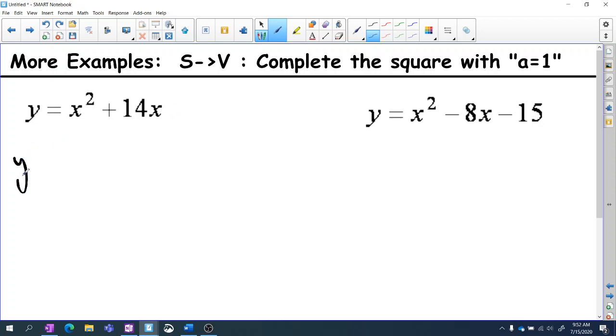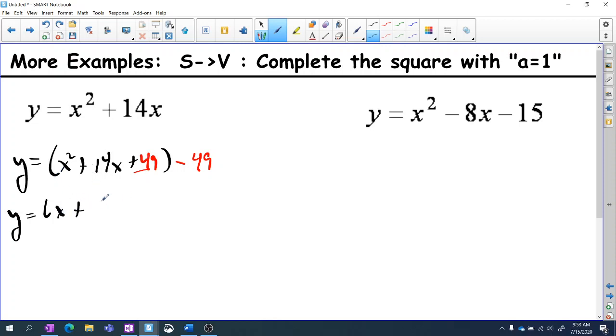It's just as easy. You just go y equals, start your bracket, x squared plus 14x, put a plus. There's just nothing here. That's fine. Take half of 14, it's 7. Square it, you get 49. I've added 49. I'm going to take away 49. Put this in vertex form now. Square root of the first, sign of the middle, square root of the last one, all squared. And then you just have a minus 49. Vertex, negative 7, negative 49.